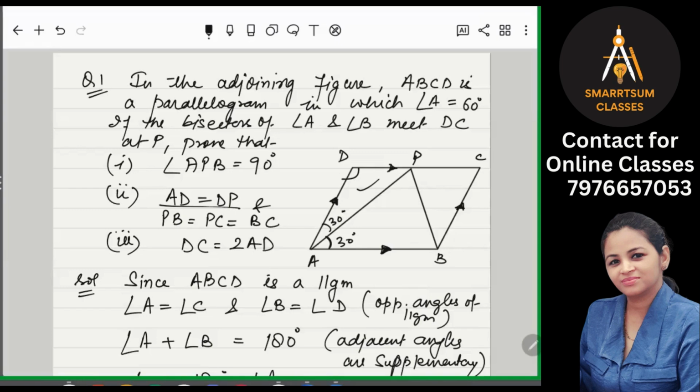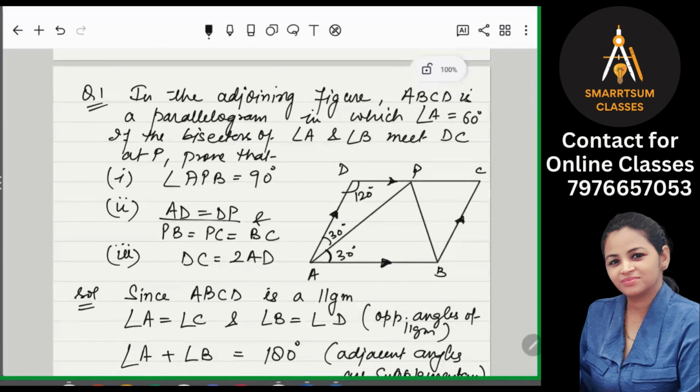Is that clear? Angle B is 120 degree, so this is also 120 degree. We have already found out angle B, right? So this is also 120 degree. Getting this? So this is 120, this is 30, right? So by triangle sum property, 180 minus 120 plus 30, which is 150. 180 minus 150 is 30 degree. So ये भी 30 हो गया, right?